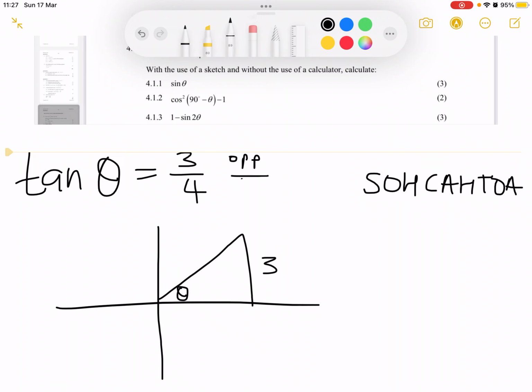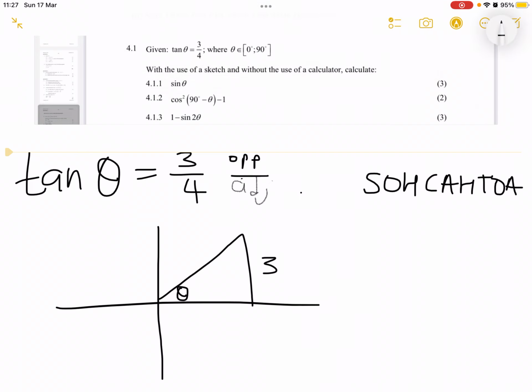Back to the pen. Now I've selected the wrong pen. Okay. Opposite over adjacent, that's 3. And the adjacent side is on the x-axis, which is 4.